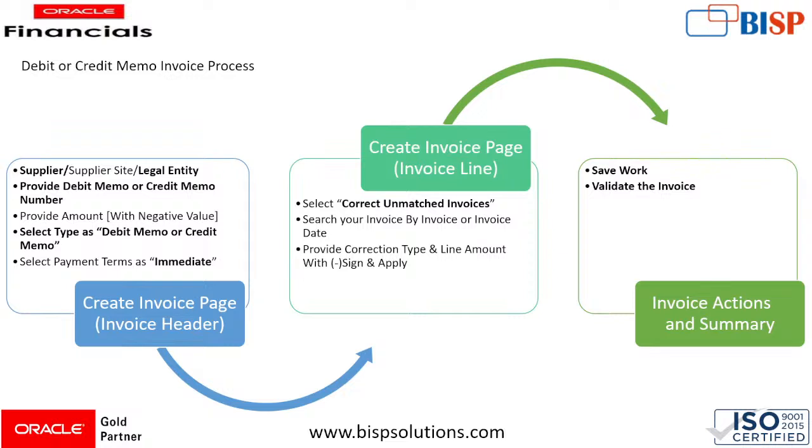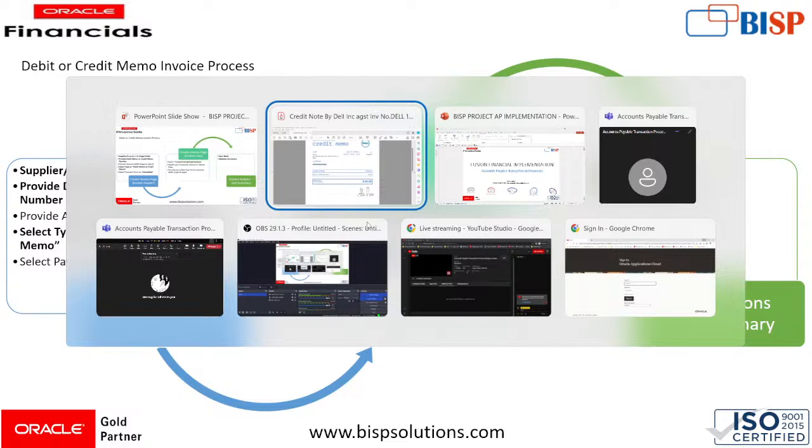Then select the correct unmatched invoices in the create invoice page, in the invoice line. Search your invoice by invoice number or invoice date, provide the correction type and the line amount as negative, and apply. Save the work and validate the invoice. So let us navigate in the application to see how the things are performed.